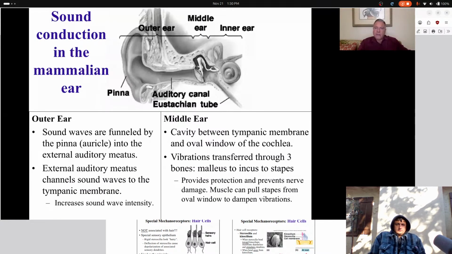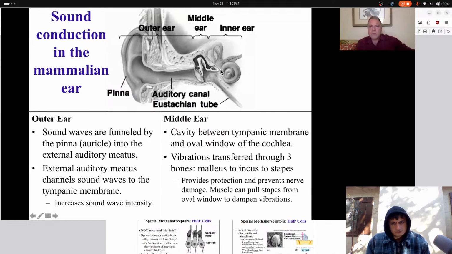So we talked about ways of making vibrations. How do we then perceive vibrations? Looking at the mammalian ear, there are three parts: the outer ear, the middle ear, and the inner ear. The outer ear is pretty much a funnel. It goes from the outer pinnae, the flap behind the ear, through a canal to a membrane called the eardrum, the tympanic membrane. This funnels the sound from a big area into a smaller area, so you're focusing the sound.